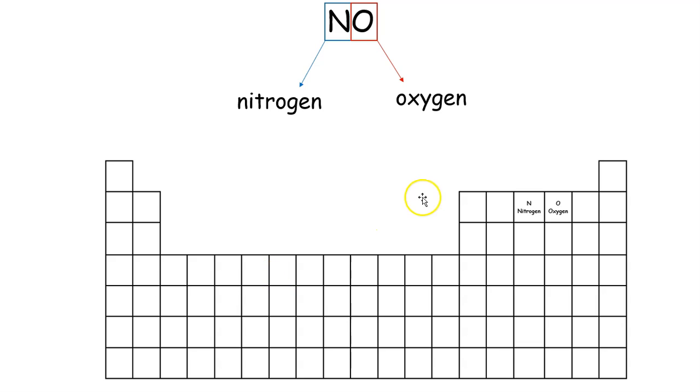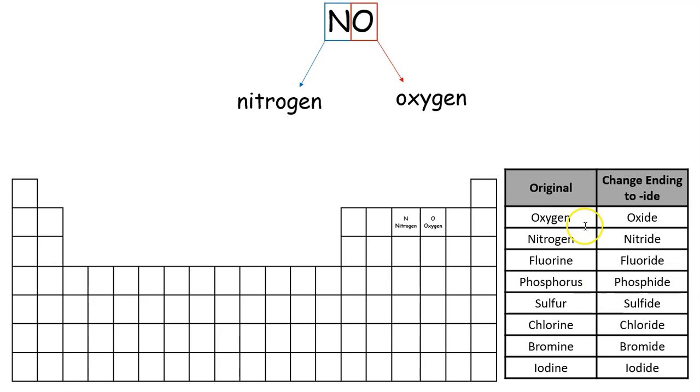The next step is I cannot leave oxygen as oxygen. That second nonmetal needs to have the ending changed to IDE. So I want to look at my table here, and I see oxygen should be oxide. So I'm going to change that ending to oxide. So I have nitrogen and oxide now.